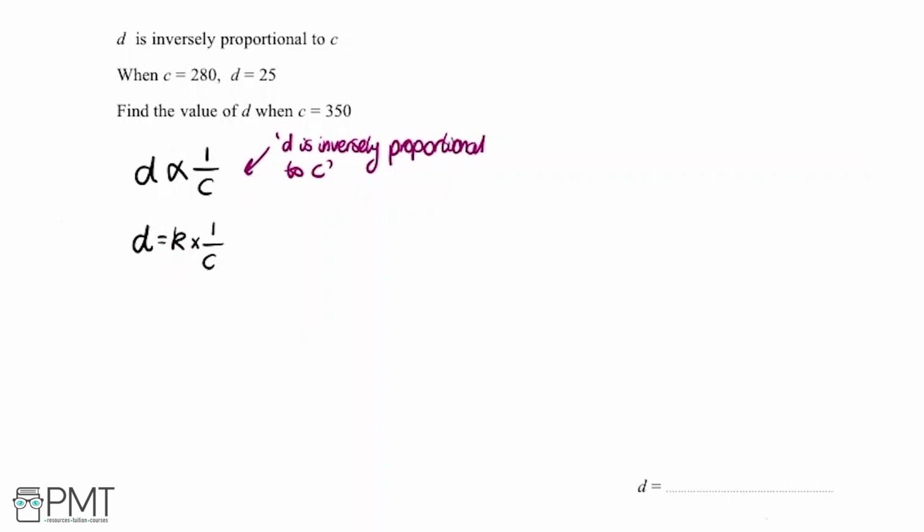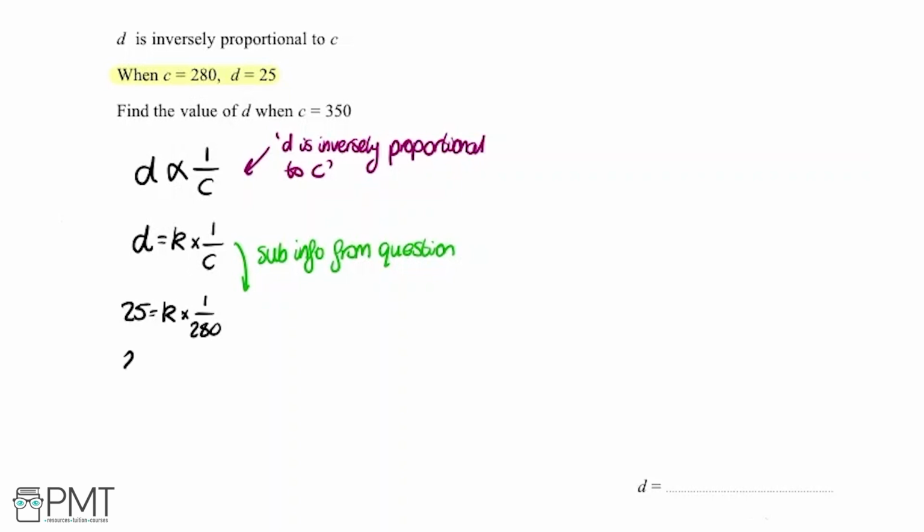Now, we need to know what this constant is, because this is a certain value, but we don't know what it is at the minute, so we just said K. We're going to do that using the information up here, that D is inversely proportional to C when C is 280 and D is 25. So we're going to sub in the info from the question. So that's saying D is 25. I'm going to keep K the same because that's what I want to find out. So K multiplied by 1 over, and C is 280.